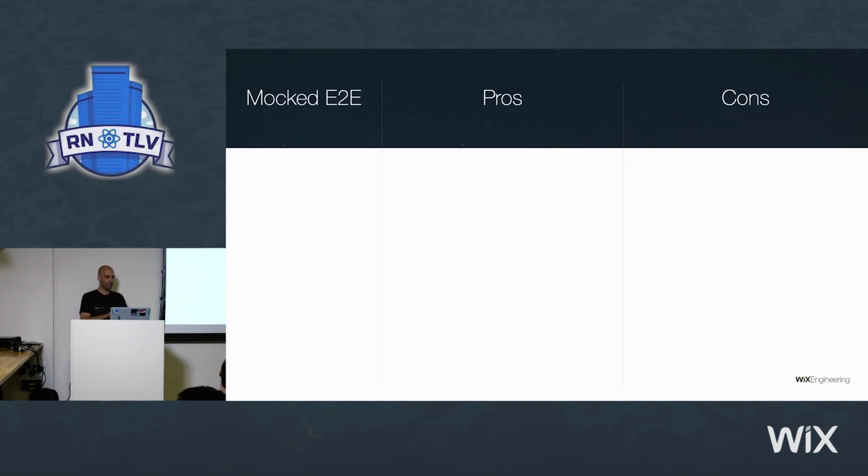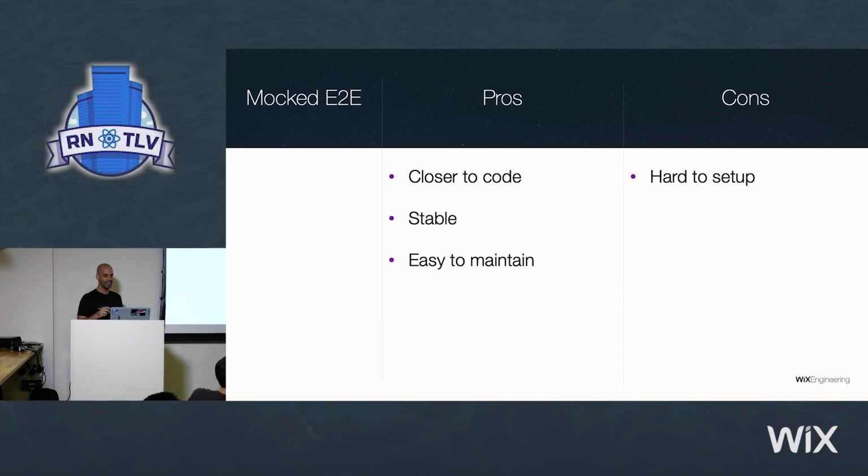The pros of mock E2E are that they're much closer to the actual code. They're stable because we're using mocked endpoints and we control the inputs and outputs of the app, so we have a predictable environment. And it's very easy to maintain because once you write it, it should just work. But of course, it never is like this. The cons are that they require much more setup. You now have to mock all your production servers and start mock servers in your tests, and it's a lot of hassle. And they're much harder to write since we need to mock everything.